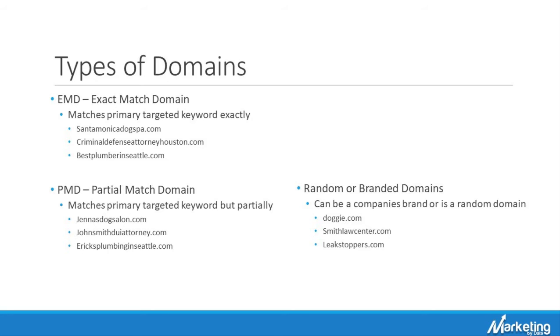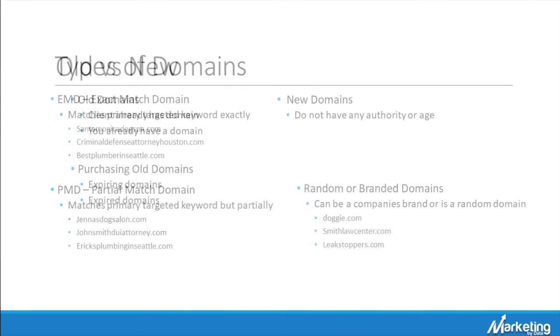And then you have what within the examples would be Jenna's Dog Salon, John Smith DUI Attorney, Eric's Plumbing in Seattle. Then you have your random or branded domains. These can be companies, a brand. It can be a random domain that you choose depending on what you're trying to rank locally. If you're building an affiliate site that you're selling calls for, you may be looking at a random domain. And there's things to take into account with that.